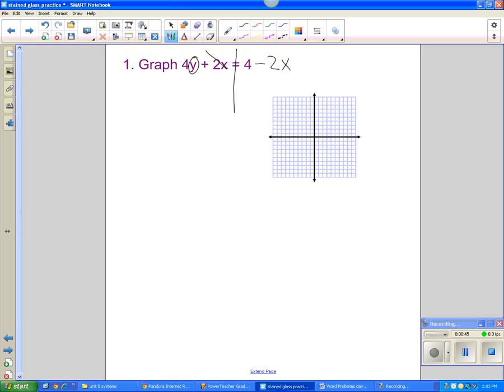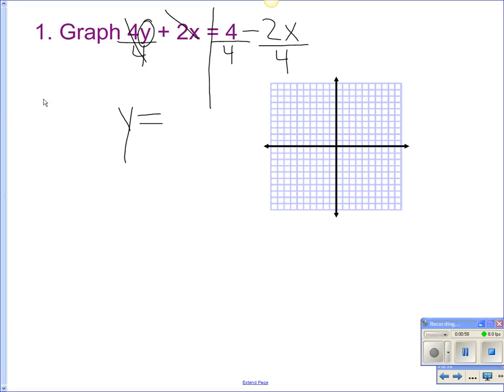Monica, what's still with the y? A 4? How do I get rid of that 4? Good. You divide everything by 4. So I get y equals, Dylan, 4 divided by 4. 1. Andrea, negative 2 divided by 4. Use your calculator. Negative 2 divided by 4, and do math. Enter, enter.